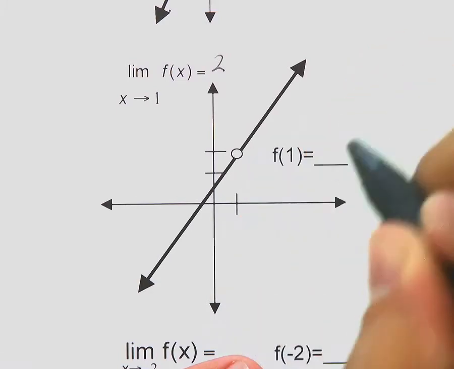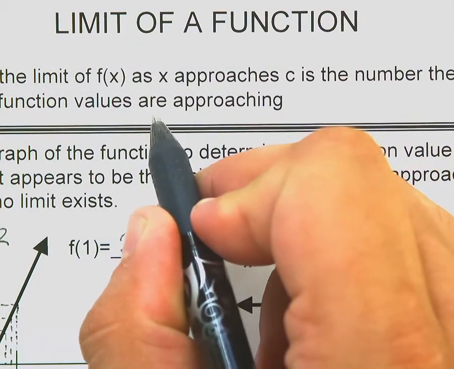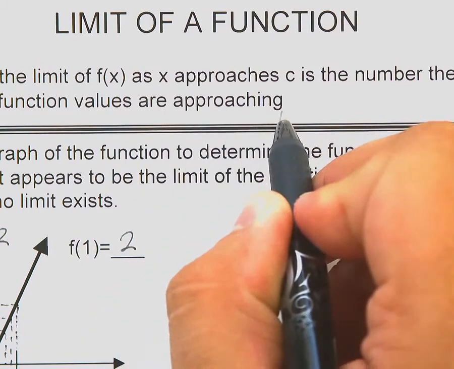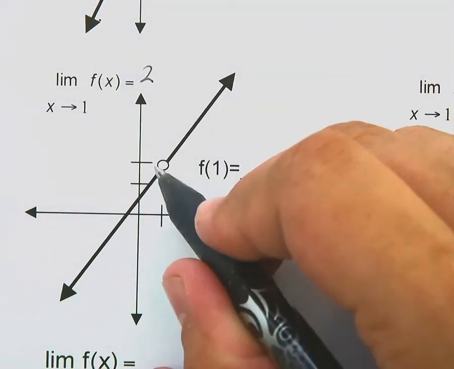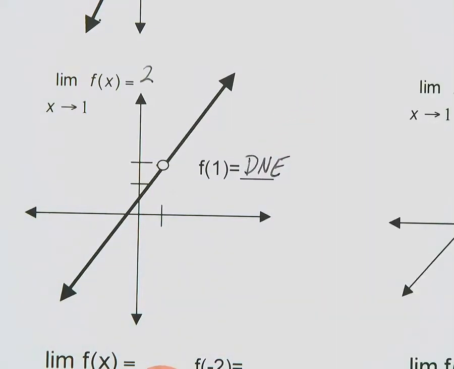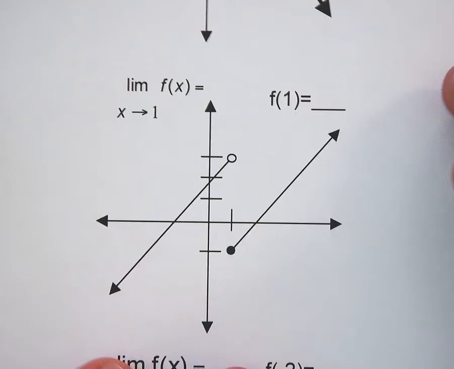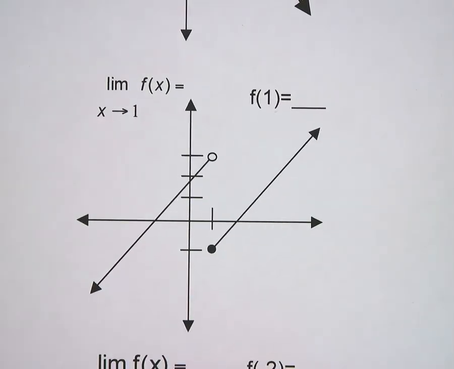Even though there is a hole in the graph, back up here, it says it's the values that the function is approaching. It doesn't say what it is, it's what it approaches. Now the value here, f of 1, if you actually go to 1 and try and find the function, that DNE, does not exist. Big difference here, alright?